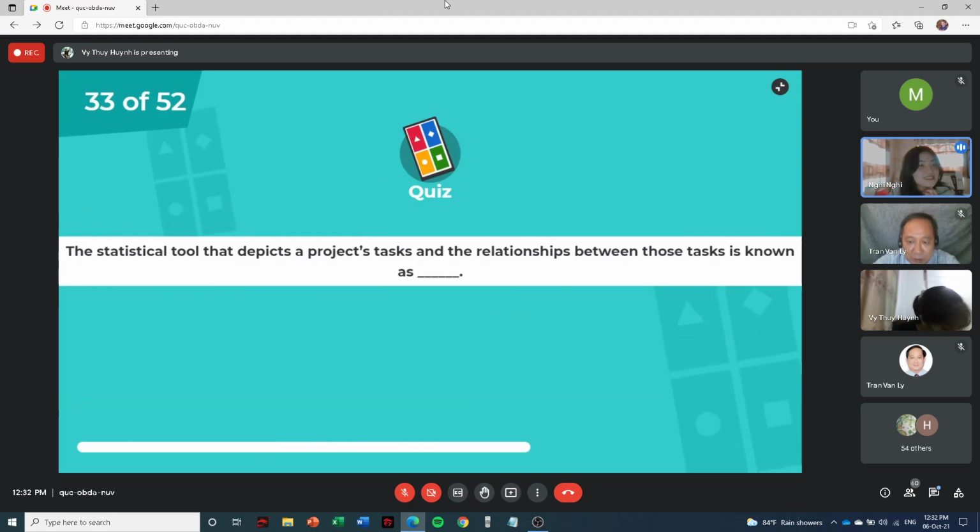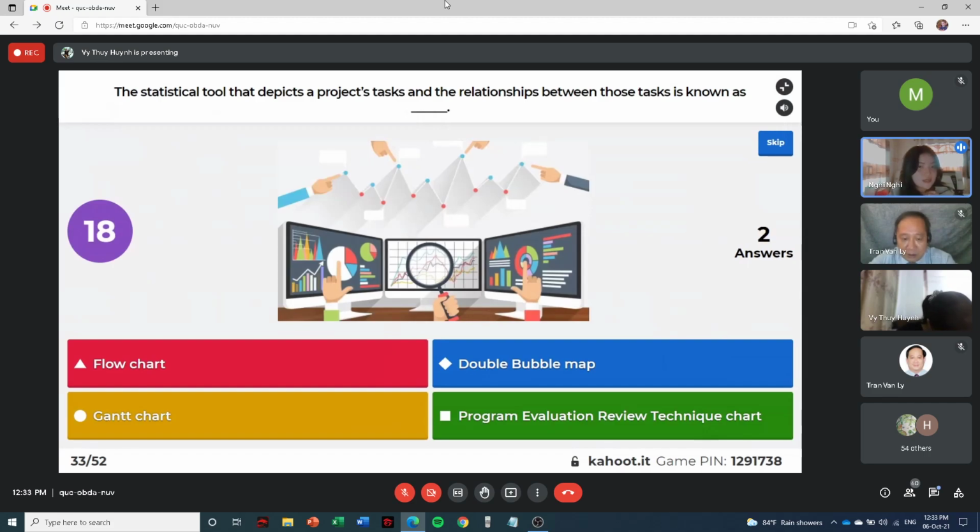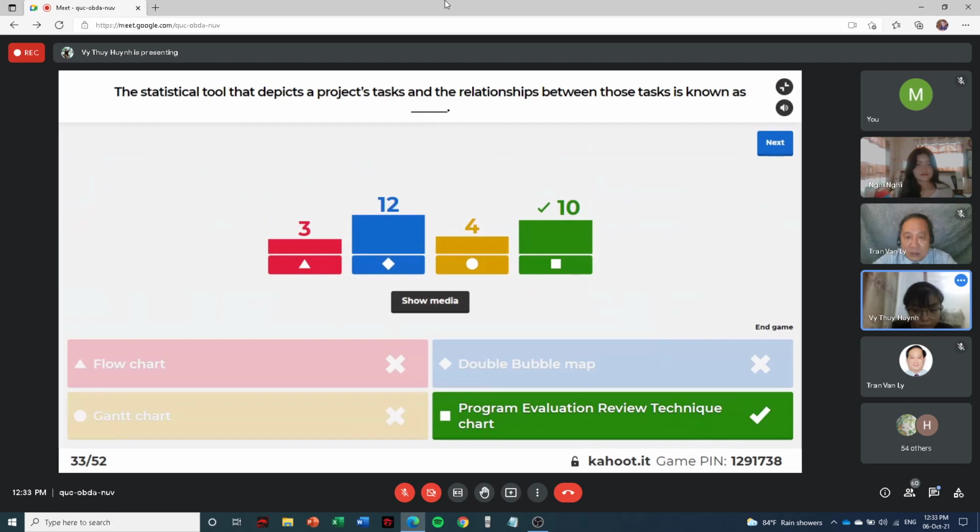The statistical tool that depicts project tasks and the relationships between those tasks is known as... Yes, it's the Program Evaluation Review Technique charts.